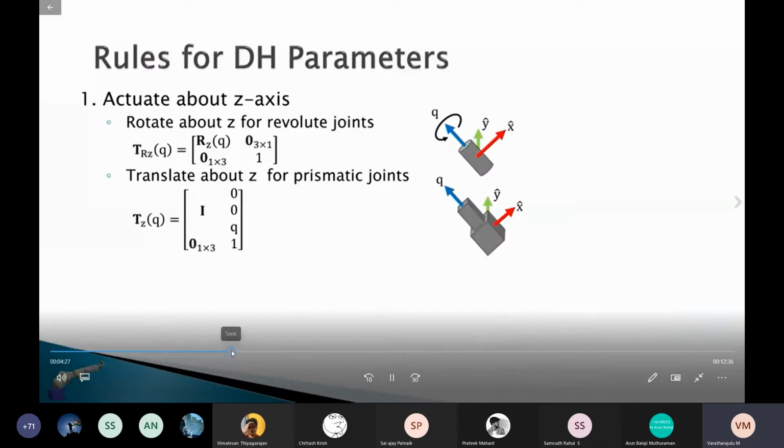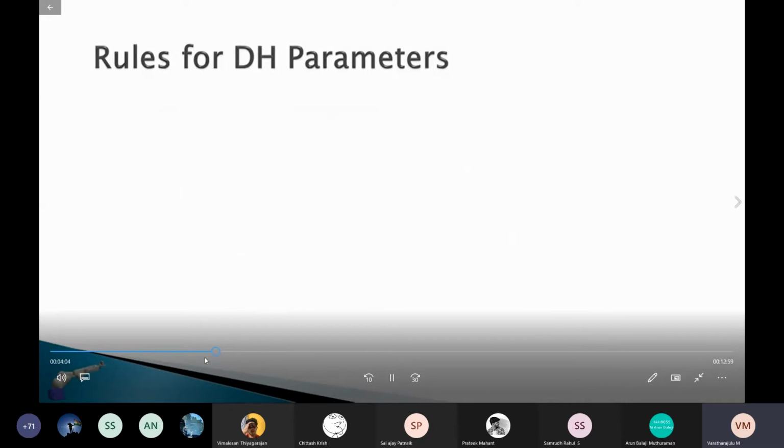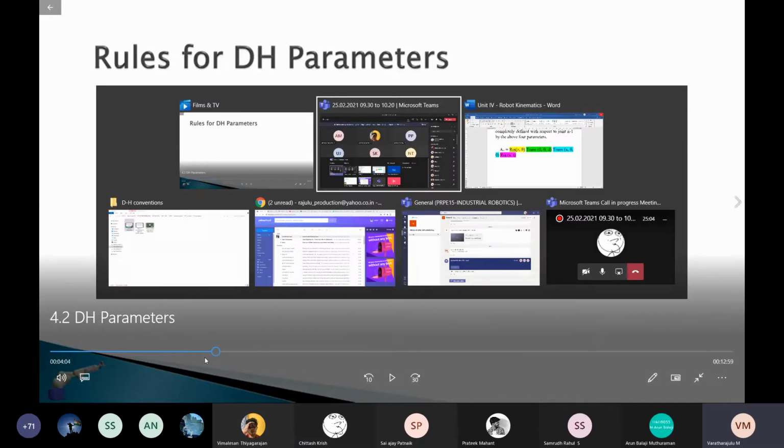Now check with the audio. Zj minus 1 is perpendicular form. We replace the for a. So there are rules. Yes, sir, audible.